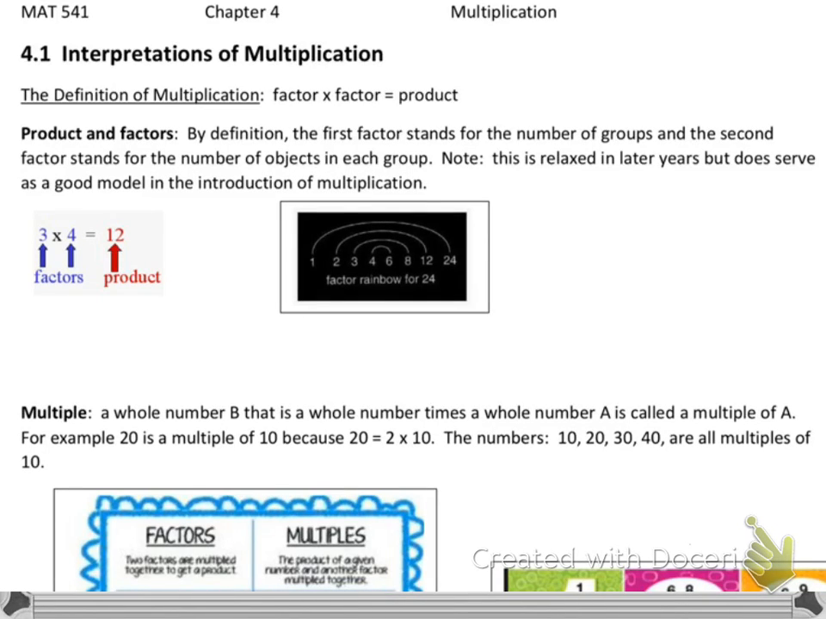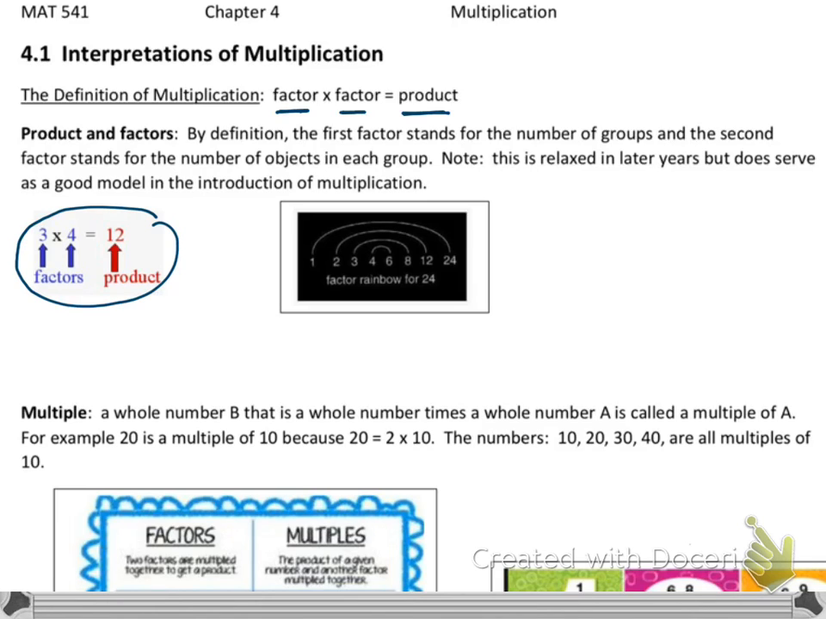Okay, in this video we're going to cover the material in chapter 4, and it's 4.1 to 4.3. So it's all about multiplication. We start out talking about interpretations of multiplication, and the definition of multiplication is when you multiply a factor times another factor and the result is a product. Okay, so here's an example of that.